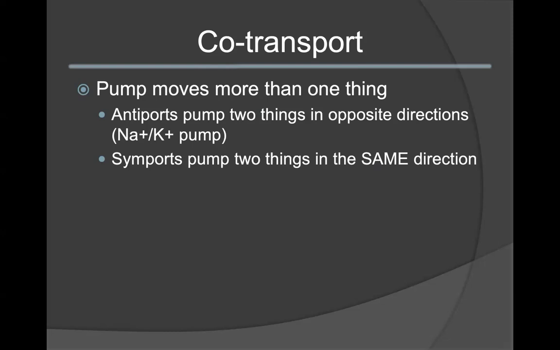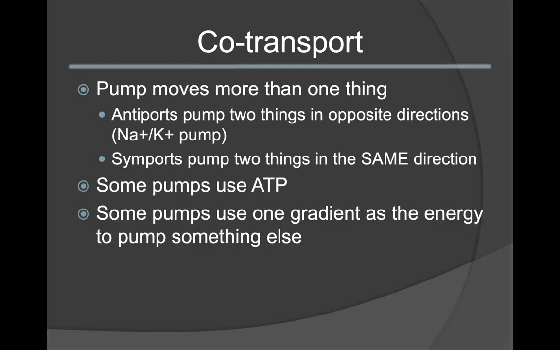Co-transport is an important concept. This is where a pump can be used to move more than one molecule. This can either be done in the same or opposite direction. If you have two molecules moving in the same direction, we refer to this as symport. If they are moving in the opposite direction, we refer to this as antiport. A good example of this is a sodium-potassium pump. Some of these pumps use ATP, and some of these pumps will use a gradient as energy in order to pump something else.